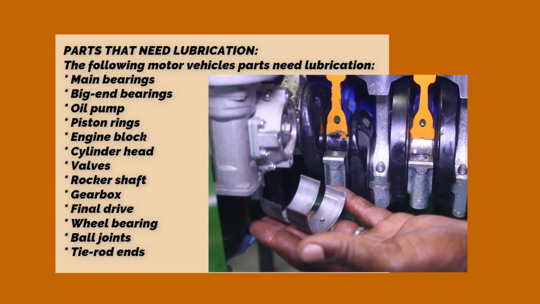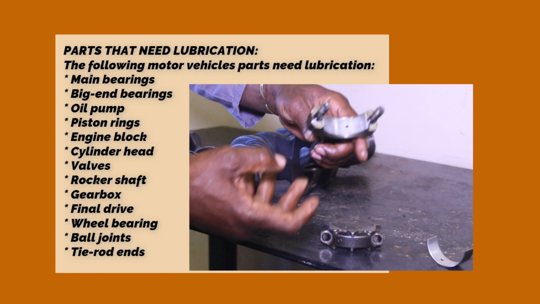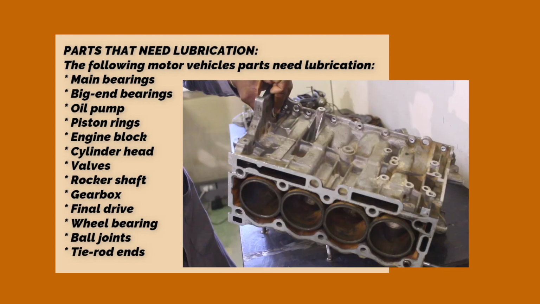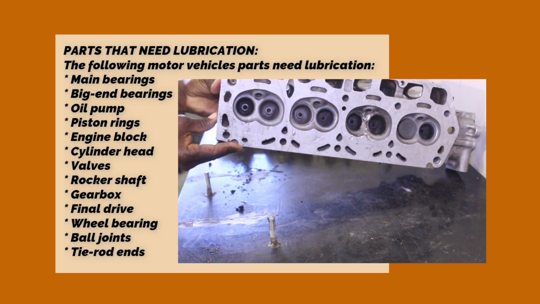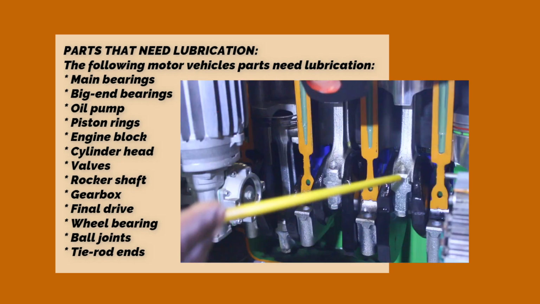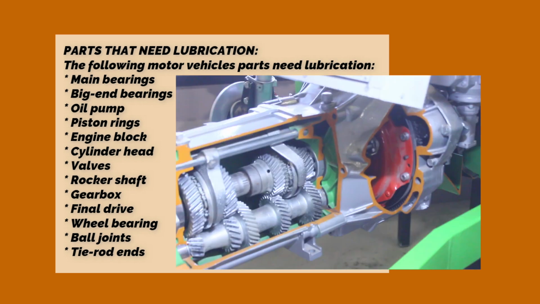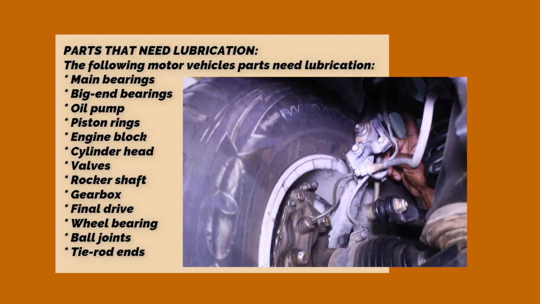Parts that need lubrication. The following motor vehicle parts need lubrication. 1. Main bearings. 2. Big end bearings. 3. Oil pump. 4. Piston rings. 5. Engine block. 6. Cylinder head. 7. Valves. 8. Rocker shaft. 9. Gearbox. 10. Final drive. 11. Wheel bearing. 12. Ball joints. 13. Tie rod ends.